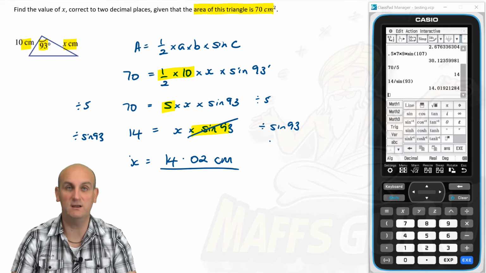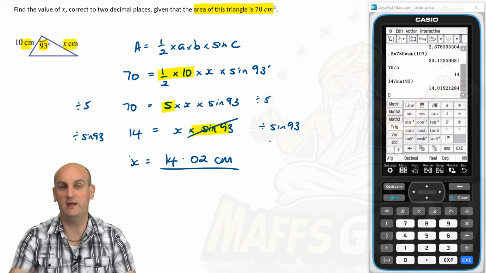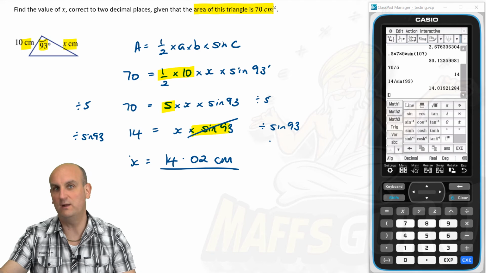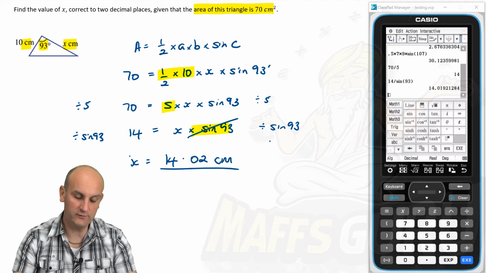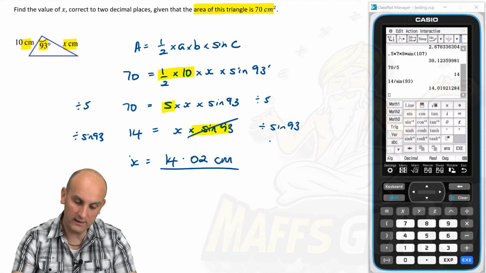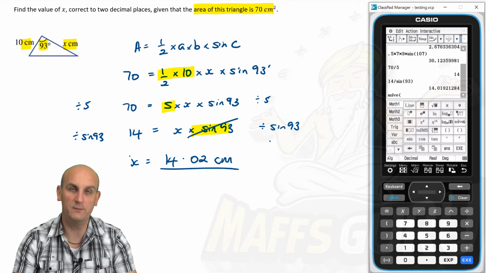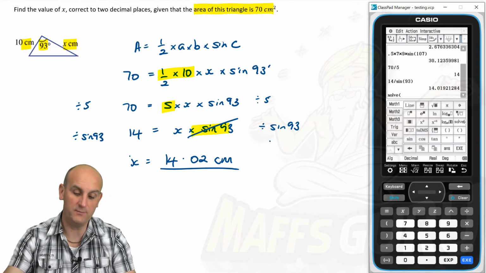Now the solve function is great because when you use the solve function on the calculator, you just put in exactly the equation as it is and then just put comma, tell it what to solve for, and off we go. So in this situation, I'm going to go and say, right, turn back to Maths 1, and you'll notice I've got solve in a bracket here. Okay, now I'm just going to type in the equation.